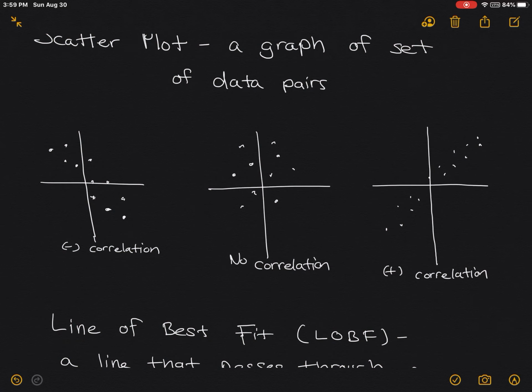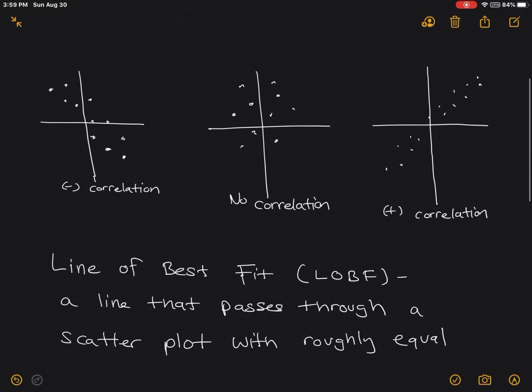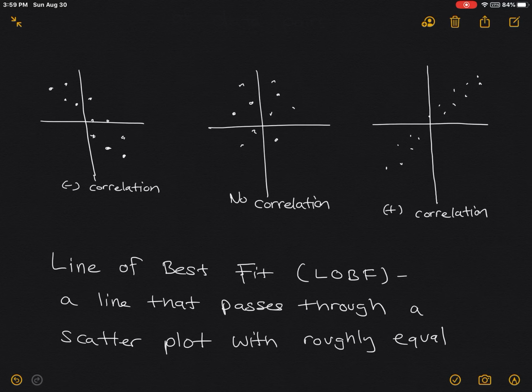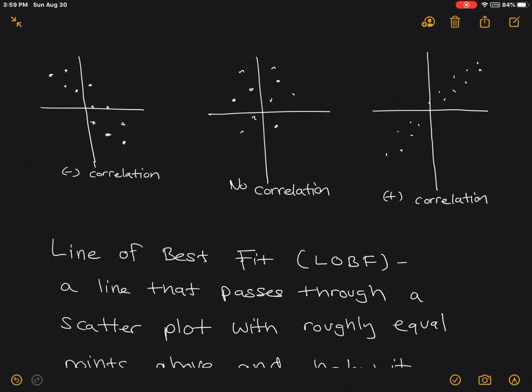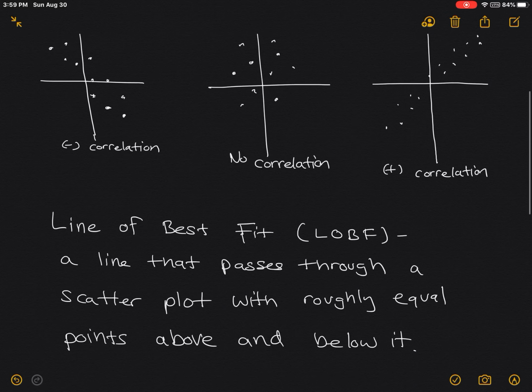All right, now, the next vocabulary term that you may or may not have heard is called a line of best fit. And in this course, I'm just going to abbreviate line of best fit as LOBF, right? It's a mouthful. It takes a while to write all that. I'll just abbreviate LOBF. It's a line that passes through a scatter plot with roughly equal points above and below it. Roughly, right? That's the key word.